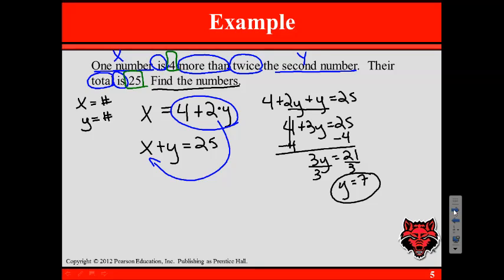Let's plug it into the first equation. X equals 4 plus 2 times y. In this case, y is 7. So x equals 4 plus 2 times 7 is 14. And 4 plus 14 is 18. So we have x equals 18, y equals 7, and we've solved the word problem.